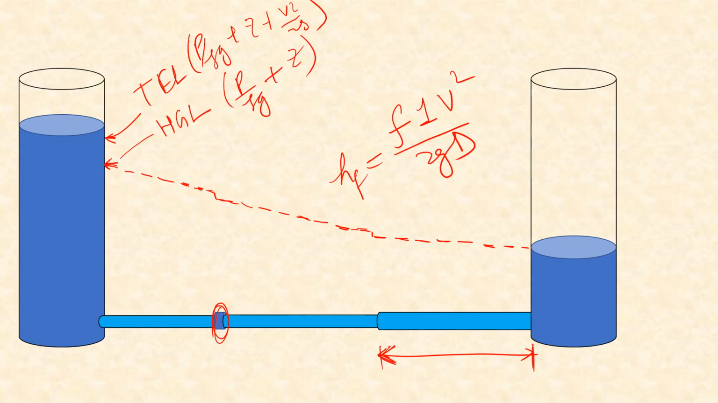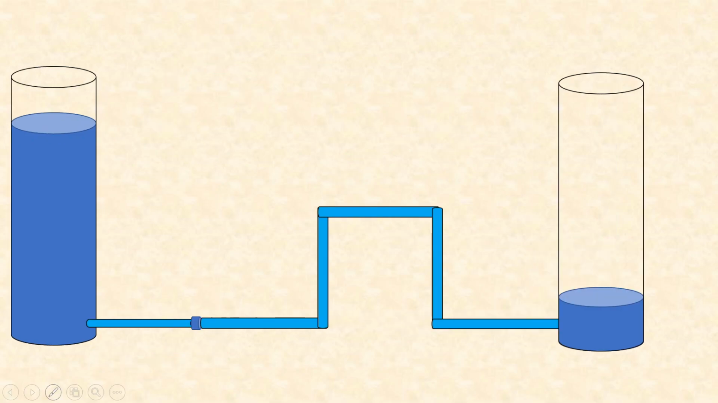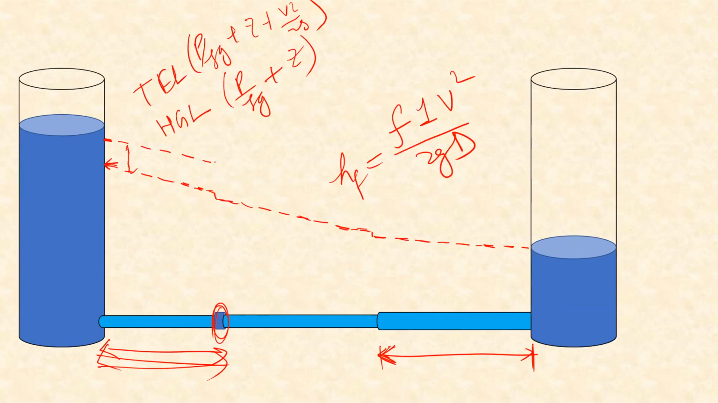Now we can also draw the total energy line here. The total energy line will start at this point, and it will come parallel to the hydraulic gradient line. It's parallel because within this length of the pipe, the velocity has not changed, and therefore the velocity head at this point and at this point will be the same, and that means that both these lines will come parallel to each other. Again, some loss will be there at this point. Again, it will come parallel to the other line, and then some loss will be here.